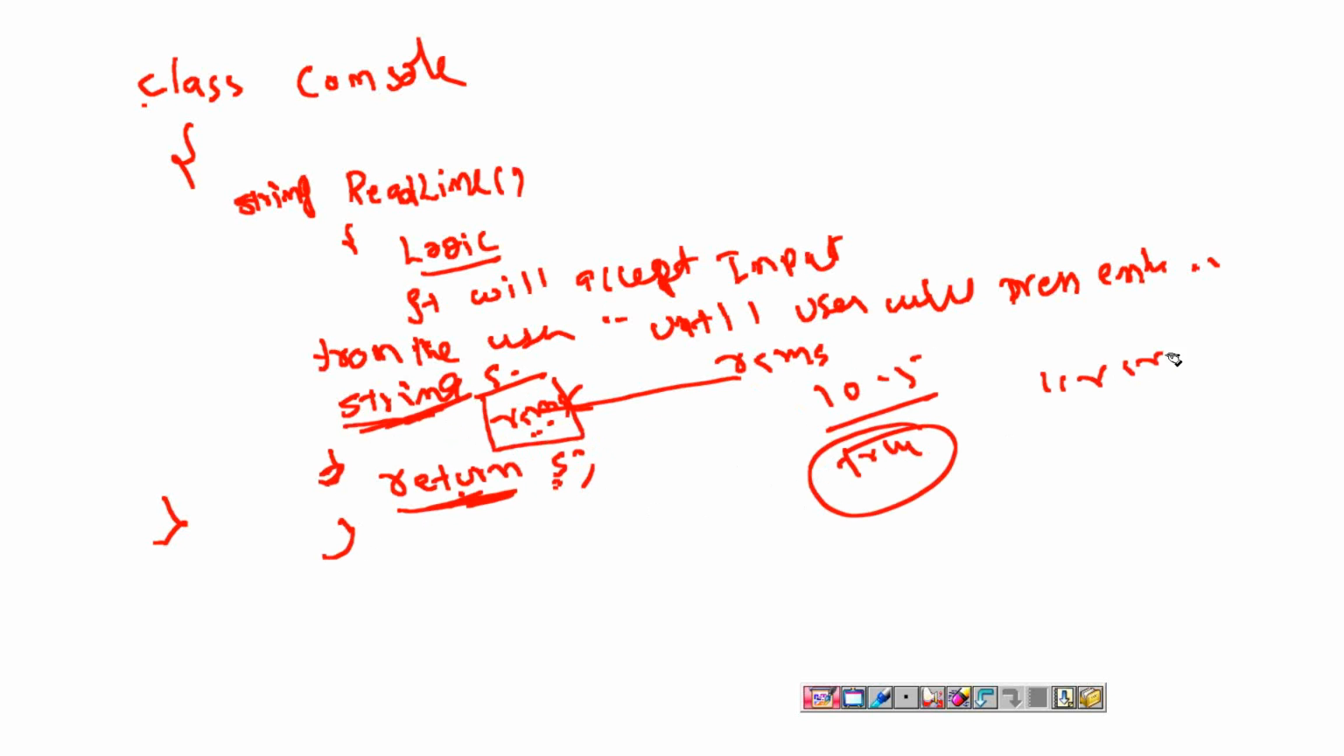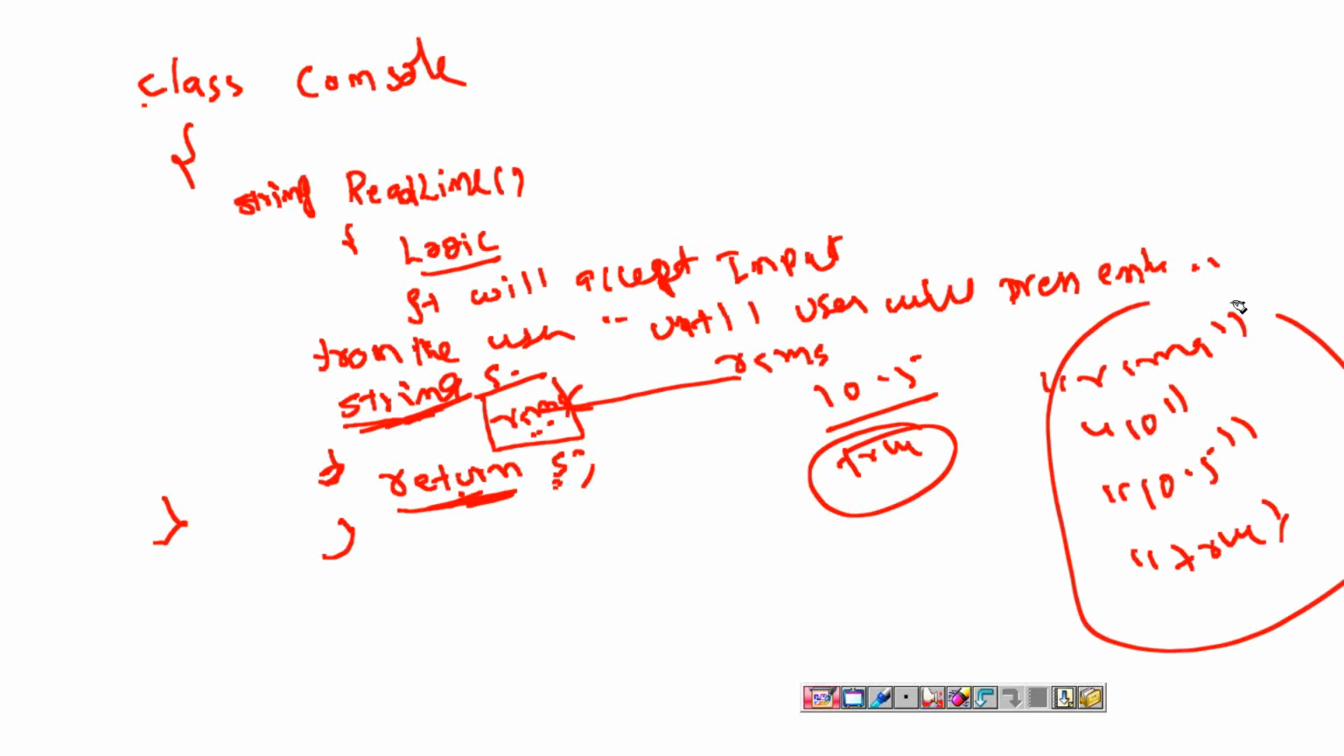Can I have Rama? Yes. Can I have 10 like this? Yes. Can I have 10.5 like this? Yes. Can I have true like this? Yes. But all this data is what data? String data. Why? Because you are within the double quotes.